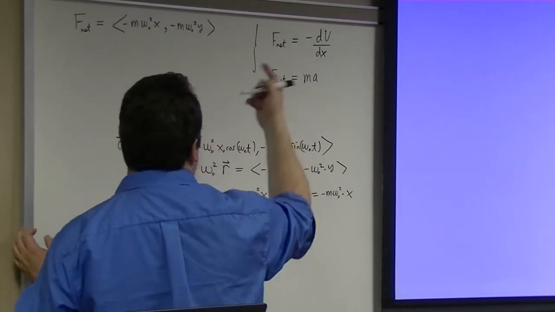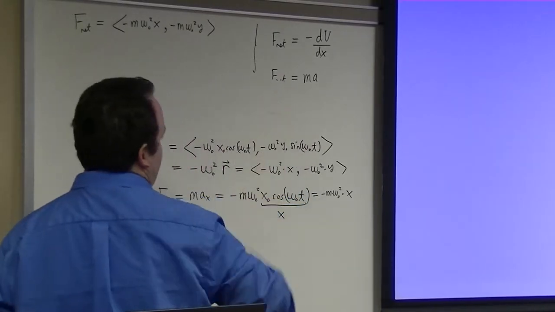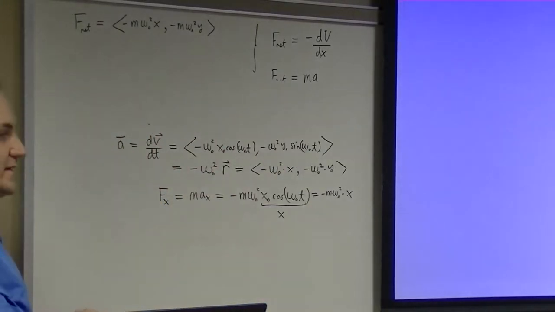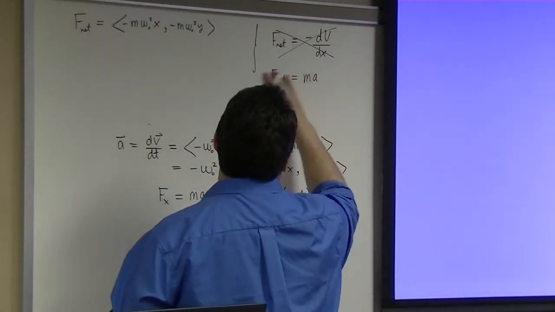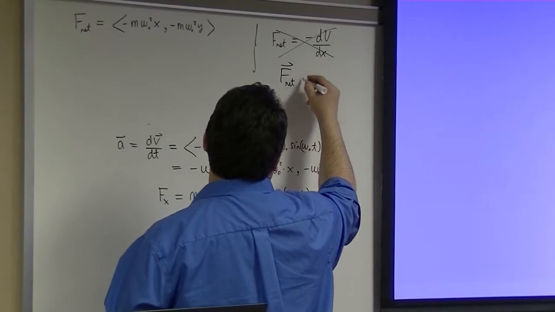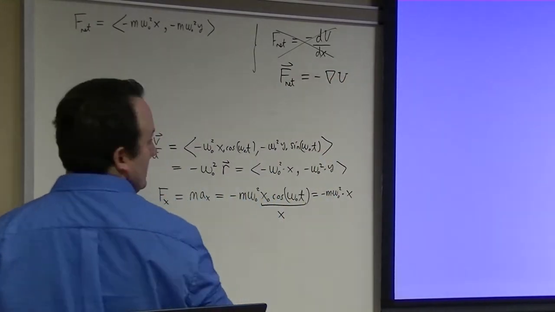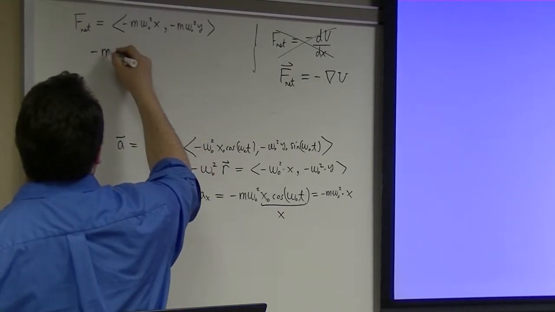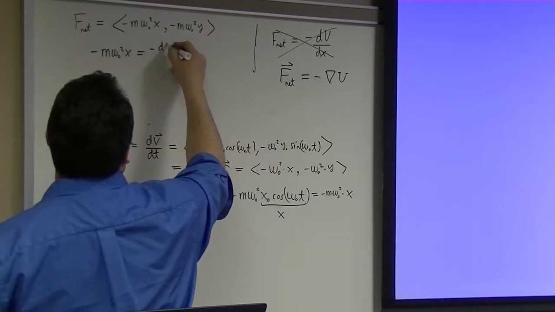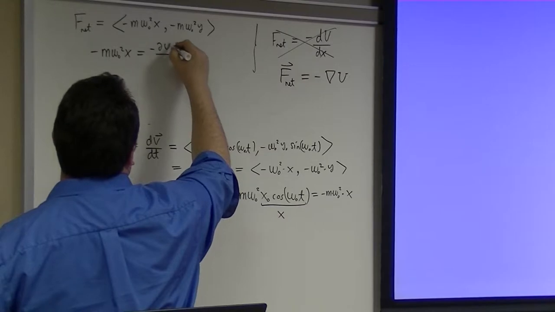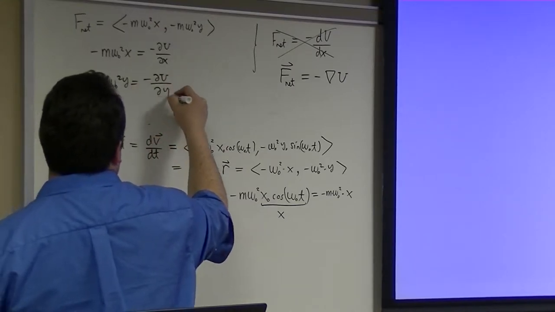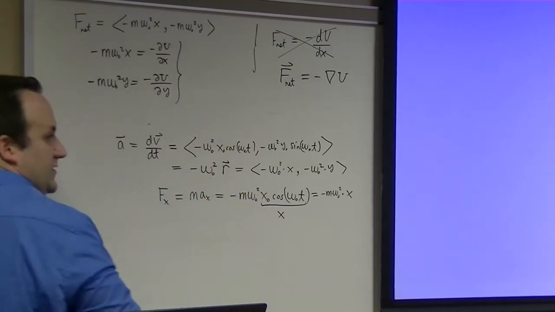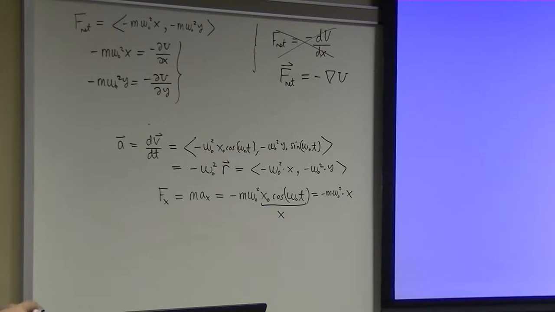Now, I just said that the net force was minus du dx. You guys should scream and yell at me for saying that. Is this a one-dimensional problem? No. So why should I say that? I shouldn't say that, right? What should I say? Partial du. What do we say in the two-dimensional case? We say the net force is a vector, of course, and it's minus the gradient of the potential energy function, right? So in other words, I should be trying to solve minus m omega naught squared x is equal to minus partial u partial x, and minus m omega naught squared y is equal to minus partial u partial y. I have to solve these equations to find out what my potential energy function is. How do you do that?